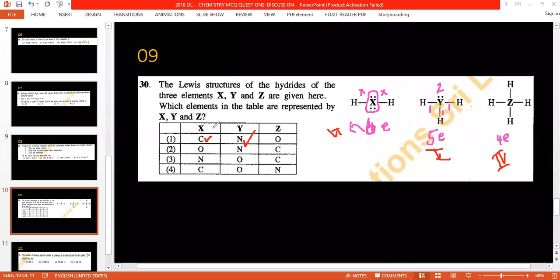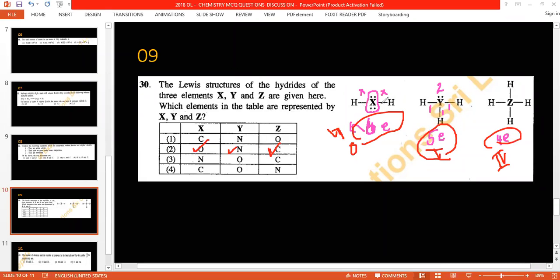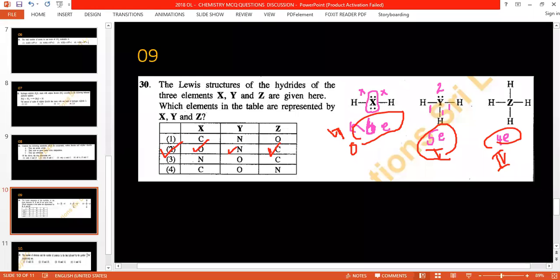Group number 6, group number 5, and group number 4. How to find? Using the last energy levels. Here 4 electrons and 2 bonded, altogether 6. Here 2 and 1, 1, altogether 5. And here 4 bonded electrons, group number 4. So this is how to find it, and the answer is the second one. And the final question.